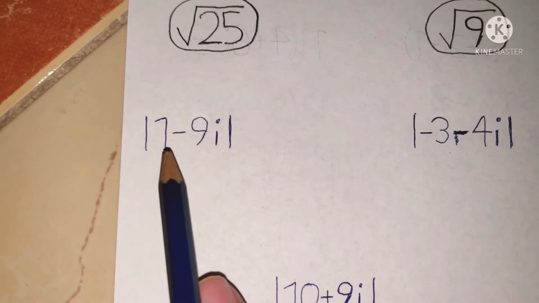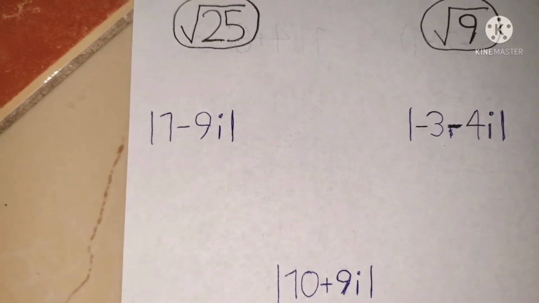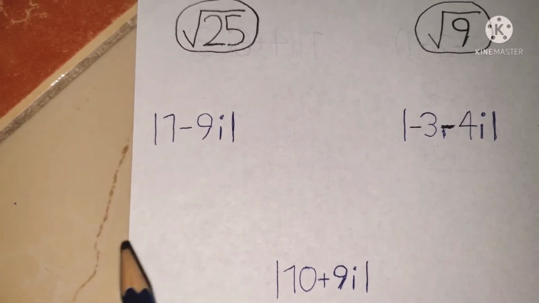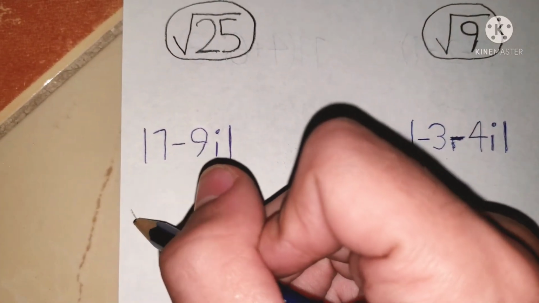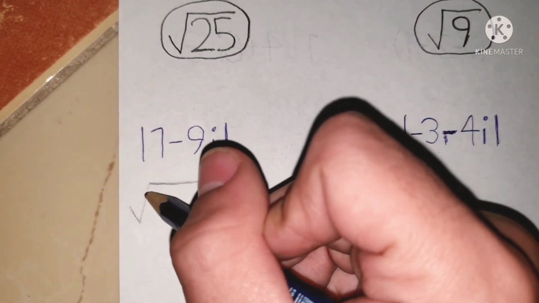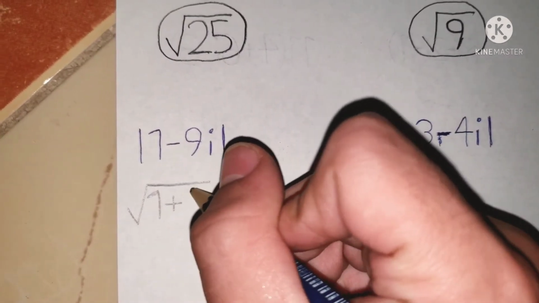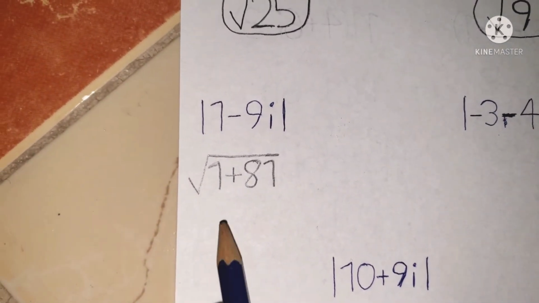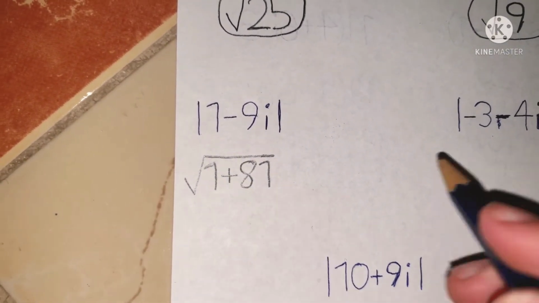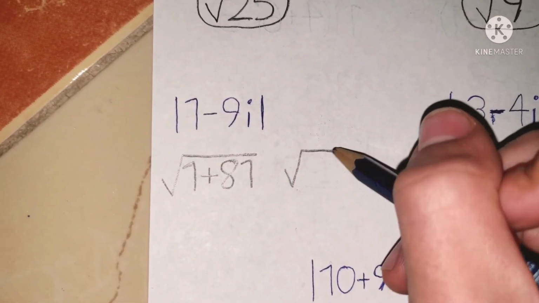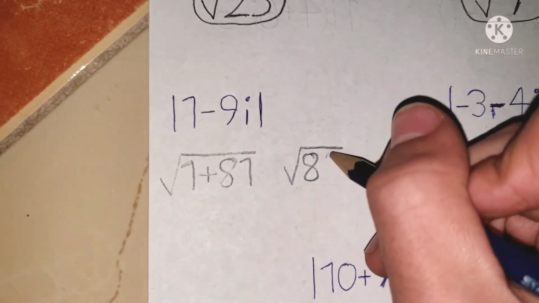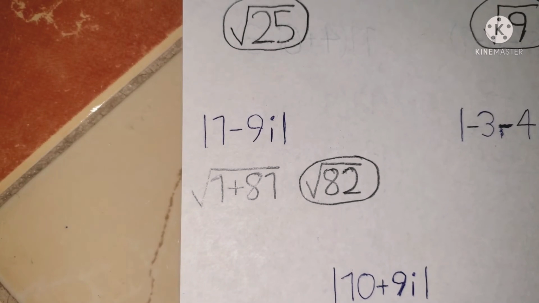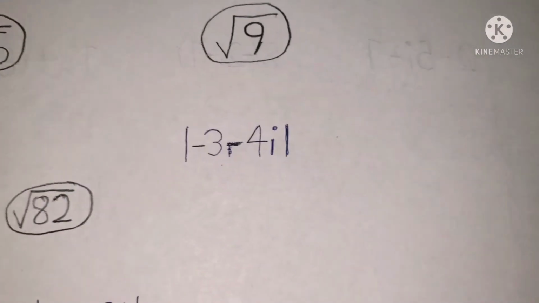Now, 1 minus 9i. So what do you do here? Well, the 1 stays the same, but the 9 you have to multiply by 9. So it's going to be 1 and 81, because 9 times 9 is 81. So this is what it is. So now you have to add these up. So 1 plus 81 is going to be 82. So final answer, 82. So this is the answer here. 1 plus 81 is 82.